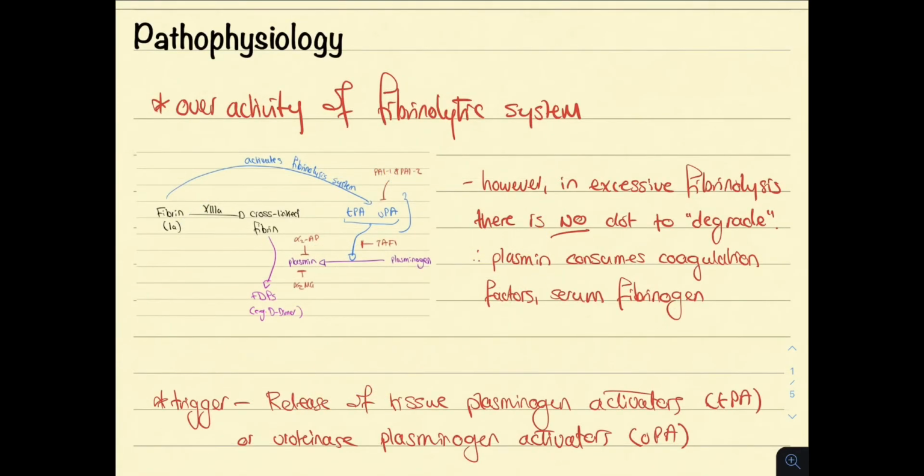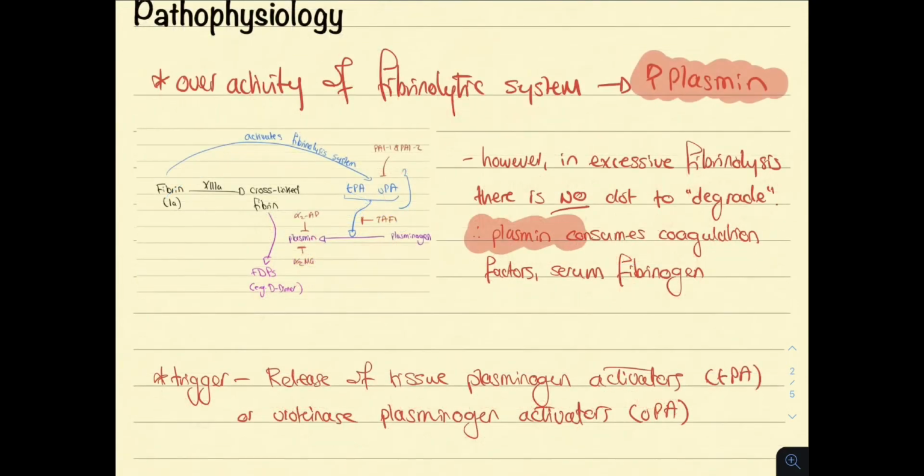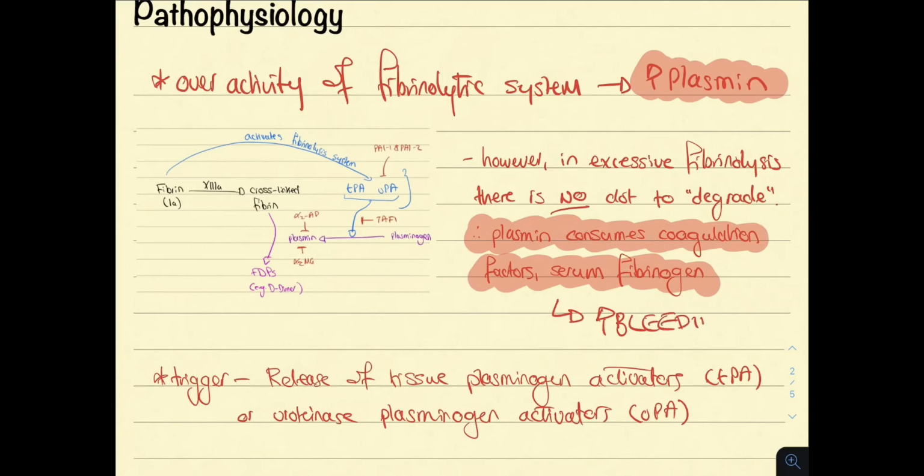However, in pathological excessive fibrinolysis, there is no clot to degrade. Therefore, plasmin consumes coagulation factors and serum fibrinogen. So something can trigger TPA and UPA to convert plasminogen into plasmin. So what we end up with is increased plasmin and decreased coagulation factors. This all in turn leads to increased bleeding.